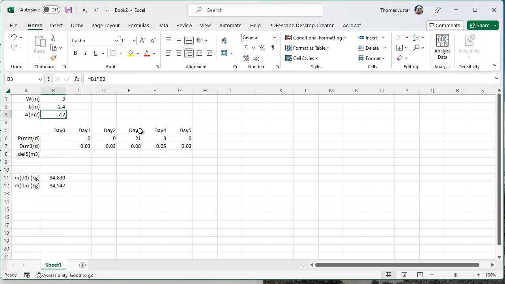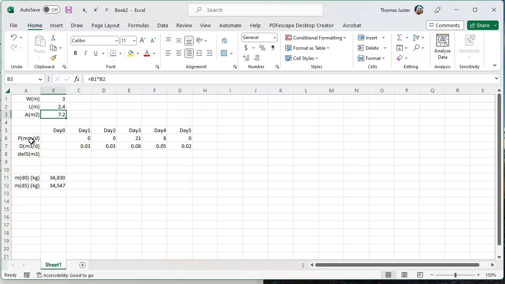So I simply wrote equals B1, the content of the cell B1, which is the width in meters, times B2, which is the length in meters. And so the area of the lysimeter, the surface area, is 7.2 square meters. And these are our data.